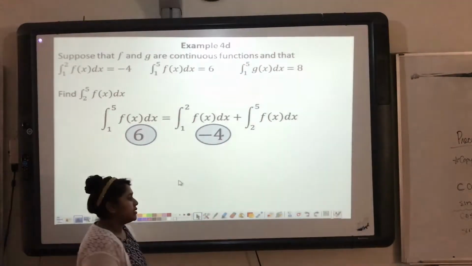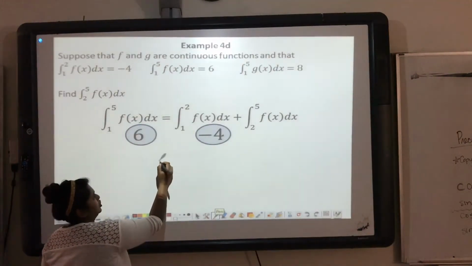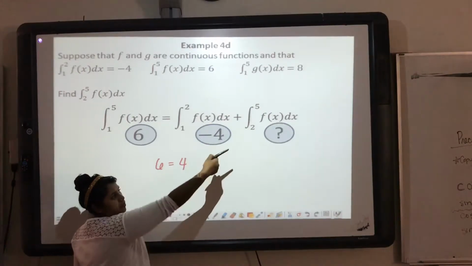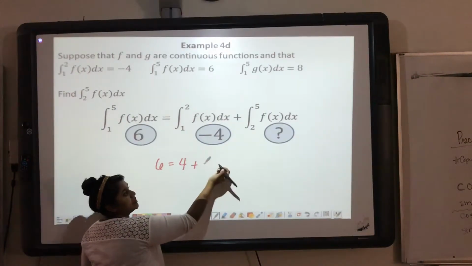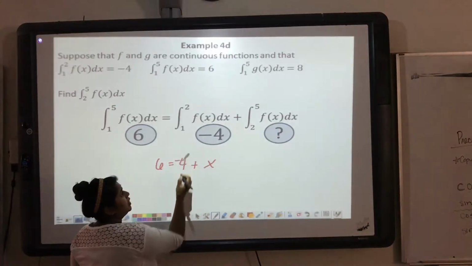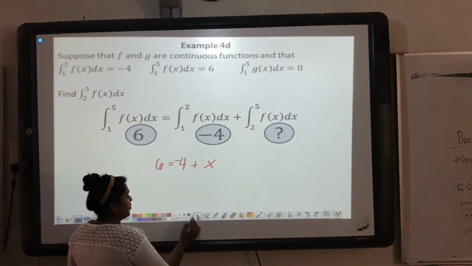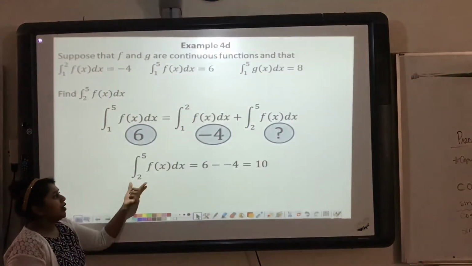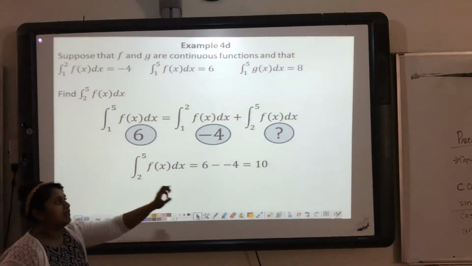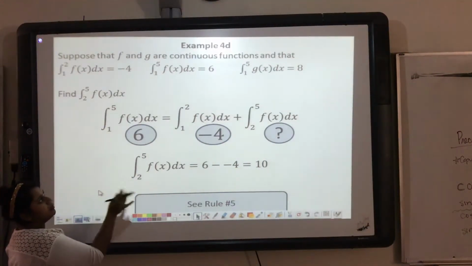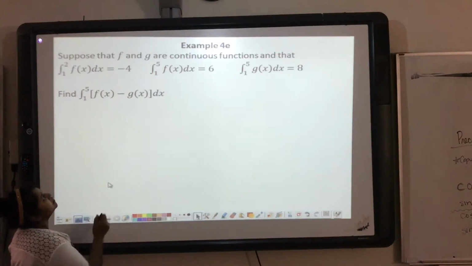Well, guess what? This is a simple math solve at this point. This now just reads 6 equals -4, oh, I forgot to put, that's the one we're looking for, -4 plus some value. So we'll put the letter X. You should be able to solve that. That becomes very easy. From there, that solve just equals 10, right? So now I know that the definite integral from 2 to 5, this missing value, must be 10. The additivity is rule number 5 on your packet.